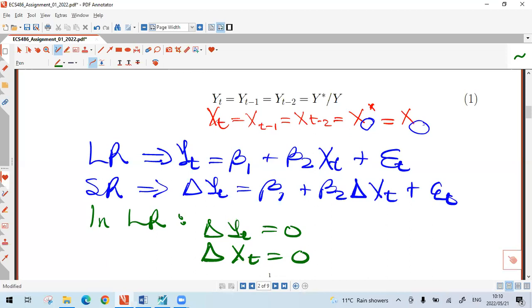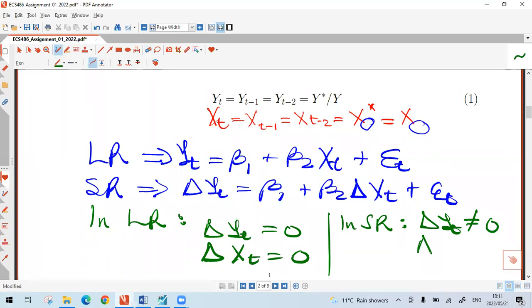But in the short run, you see that the change in YT is some value. It's actually maybe greater than 0, right? It's some value. It's not equal to 0. It could be negative, right? We should know that when we are in the short run, the change in YT is not equal to 0, right?